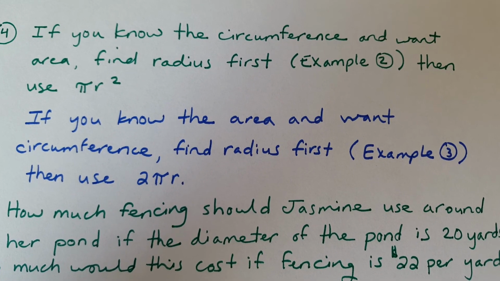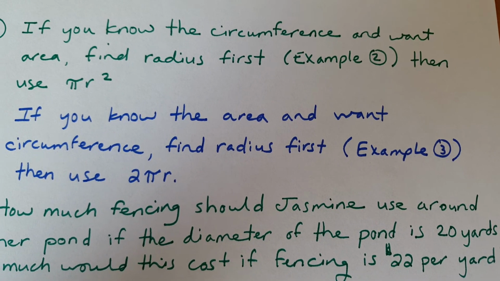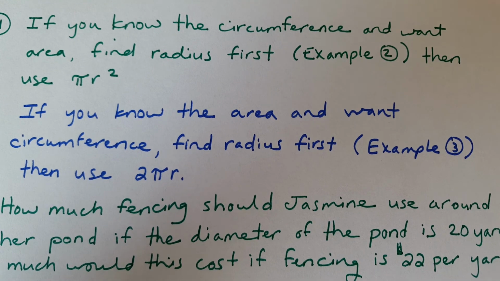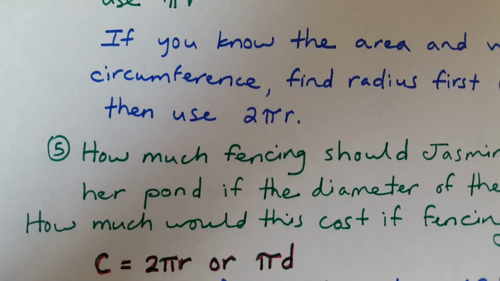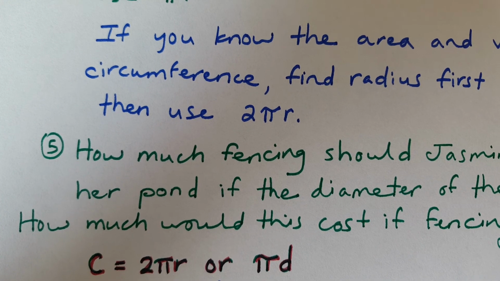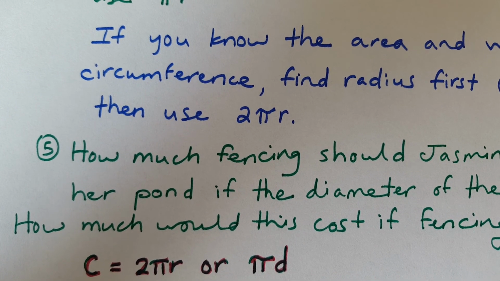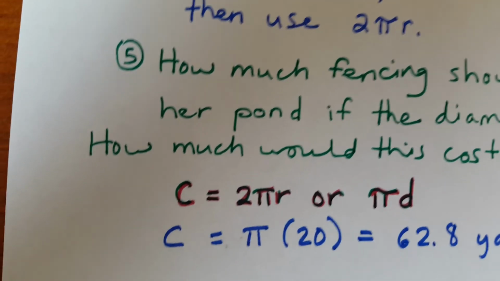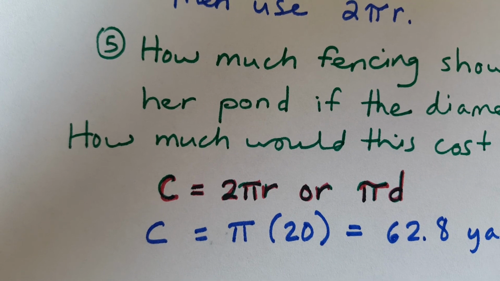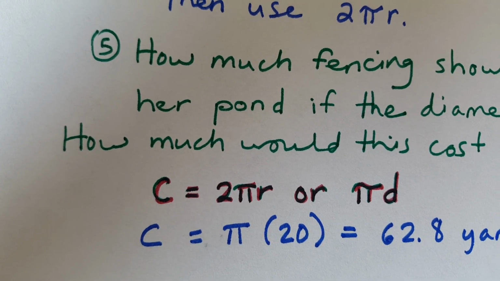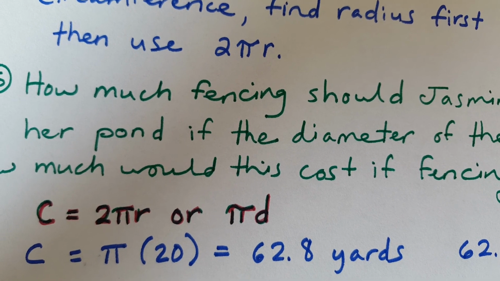Circumference is the distance around a circle. So if we're going around her pond, we're assuming this is circular, then we would want to use 2 pi r, or you learned in that first video, you could use pi d because d is just 2 times r. So we multiply pi times 20. And since it's a word problem, it makes sense to get decimal approximations. And I get about 62.8 yards.